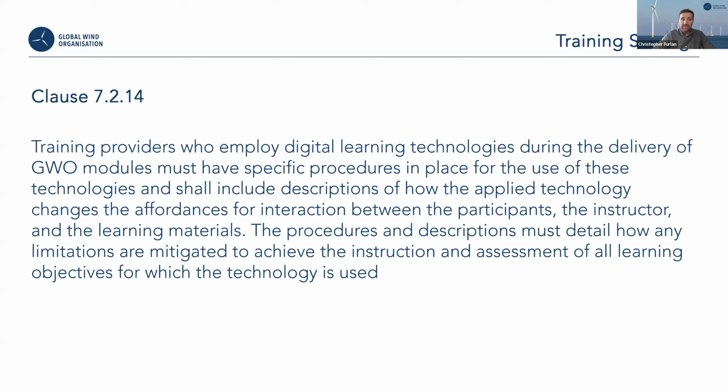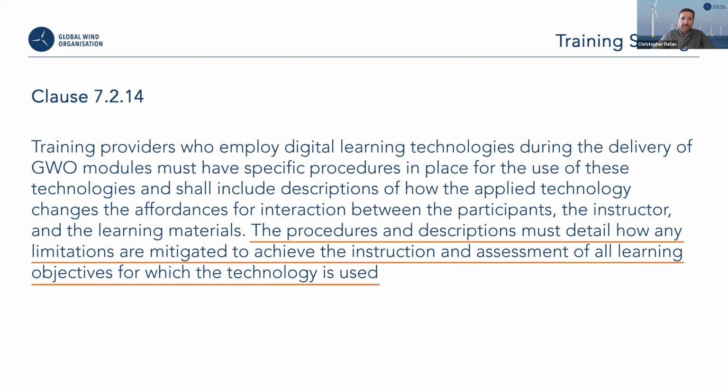Here it states a training provider who employs digital learning technologies during delivery of GWO modules must have specific procedures in place for the use of these technologies and shall include descriptions of how the applied technology changes the affordance of interaction between the participants, the instructor, and the learning materials. Please note as well that definitions of words like affordances is in the start of the requirements. The procedure and descriptions must detail how any limitations are mitigated to achieve the instruction and assessment of all learning objectives for which technology is used. That bit's quite important here.